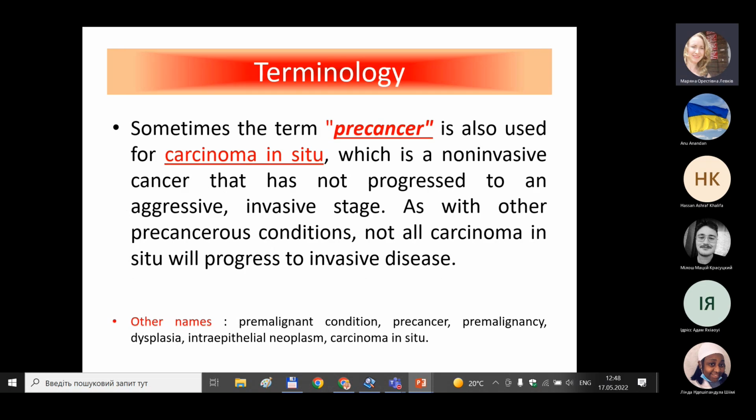Prior to starting, we need to outline some terminology. Sometimes the term precancer is also used for carcinoma in situ, which is a non-invasive cancer that has not progressed to an aggressive invasive stage. As with other precancerous conditions, not all carcinoma in situ will progress to invasive disease. Other names that you can find in books and scientific articles that are synonyms to precancerous condition are premalignant condition, precancer, premalignancy, dysplasia, intraepithelial neoplasm, carcinoma in situ. All of that are synonyms to one term, precancer.